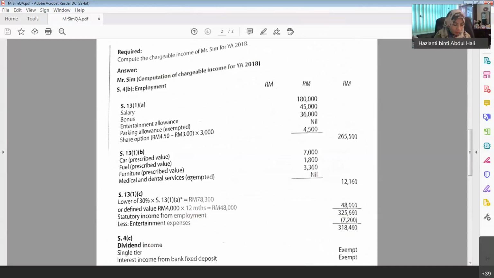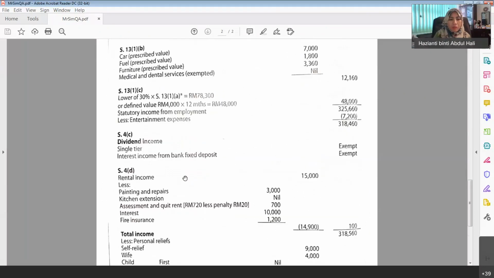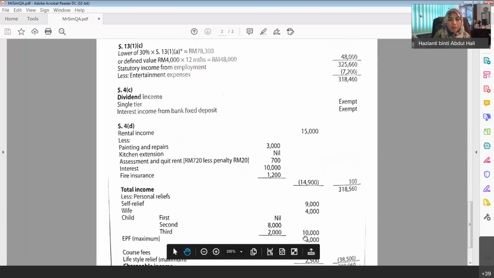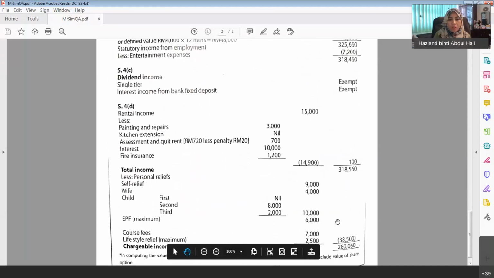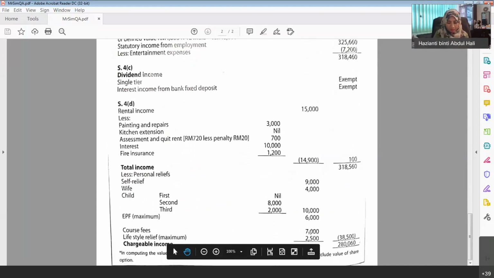Tapi tak boleh tolak semula sebab EPF maximum untuk year assessment 2018 is 6,000. Sebab sekarang ni tak ada mention about life insurance, so ada EPF je. So EPF of maximum 6,000 and then course fee dia sambung belajar master, so dia bayar 15,000, walaupun dia bayar 15,000 so the relief hanyalah 7,000.